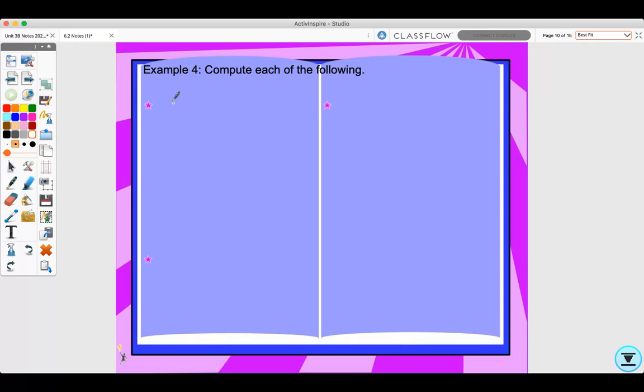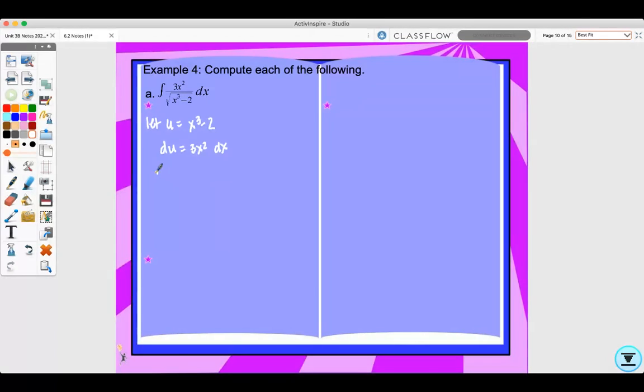Let's look at example 4. Compute each of the following. So the antiderivative of 3x squared all over the square root of x cubed minus 2. So x cubed minus 2 is underneath the square root. So I'm going to let u equal x cubed minus 2. So du would be 3x squared dx.